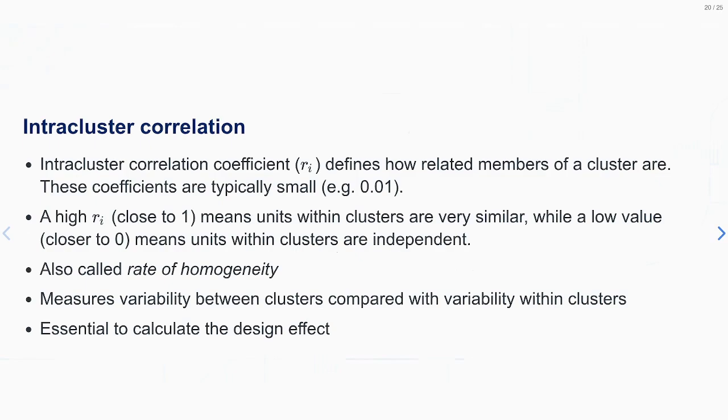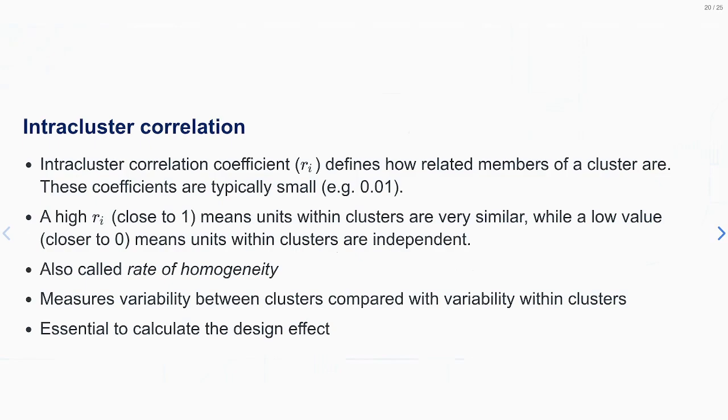And thus we come to intracluster correlation. The intracluster correlation coefficient defines how related members of a cluster are. These coefficients are typically small. A high intracluster correlation coefficient, that is, if it's close to 1, means units within clusters are very similar, while a low value, being closer to 0, means units within clusters are independent.